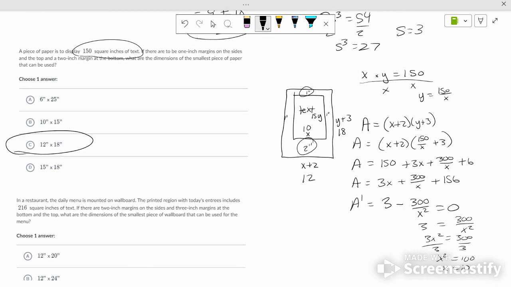Okay, so you're going to have two equations. You're going to combine them into one. You're going to take the first derivative, set the first derivative equals 0, and that'll be able to find your minimum or maximum.